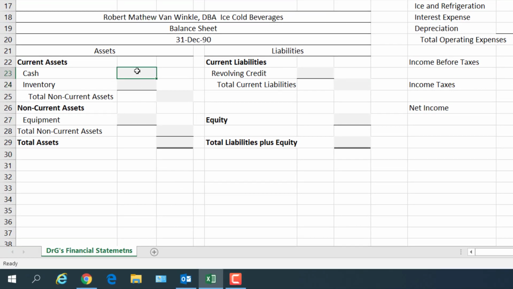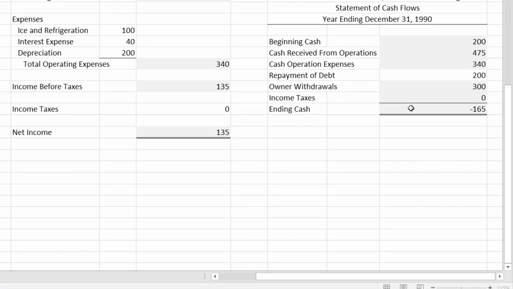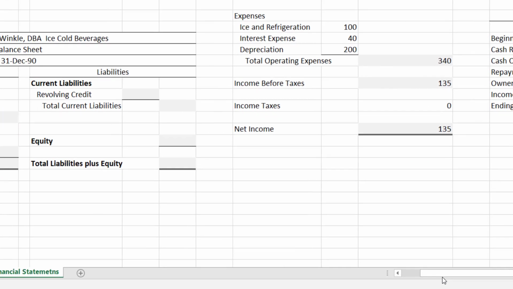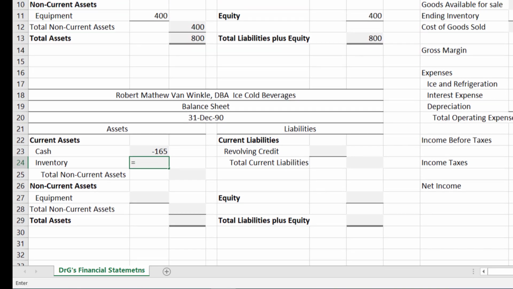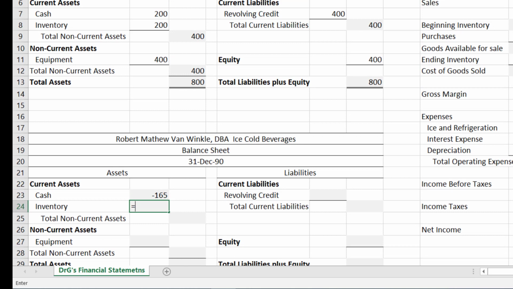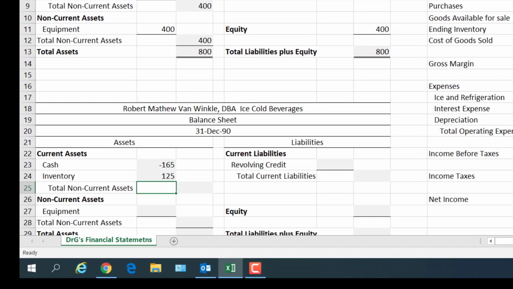So our cash is going to be equal to the ending cash from our statement of cash flow. So we'll just type an equal sign in the cash box and then click on that negative 165 and press enter. All right, our inventory, type an equal sign, and the inventory can be found on our income statement. Our ending inventory is 125. We'll click on that and off we go.